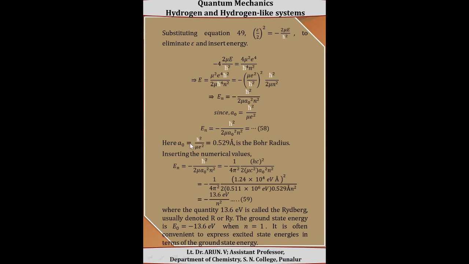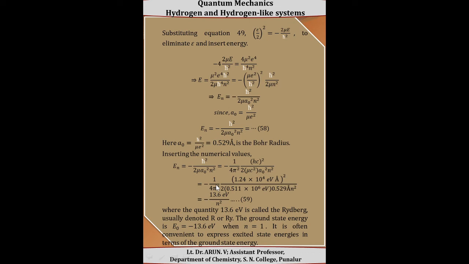Here a0 is equal to ħ²/(μe²). By substituting the constant values, we get the Bohr radius as 0.529 angstrom. Then by inserting the numerical values of the constants in the equation for E_n, we can find the value of E_n as equal to −13.6 electron volt divided by n², where the quantity 13.6 electron volt is called the Rydberg constant, which is usually denoted as R or Ry.